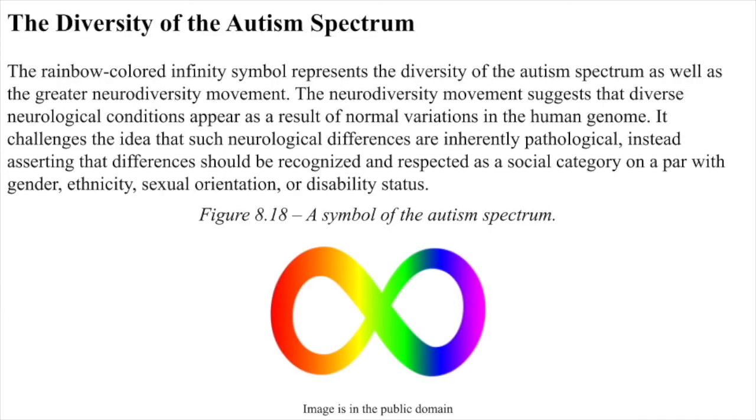The rainbow-colored infinity symbol represents the diversity of the autism spectrum, as well as the greater neurodiversity movement. The neurodiversity movement suggests that diverse neurological conditions appear as a result of normal variations in the human genome. It challenges the idea that such neurological differences are inherently pathological, instead asserting that differences should be recognized and respected as a social category on par with gender, ethnicity, sexual orientation, or disability status.